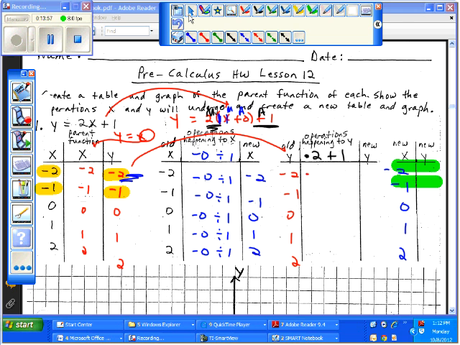So, if I do negative 2 times 2 plus 1, I get negative 4 plus 1, which is negative 3. So that point that started out at negative 2, negative 2 is going to end up at negative 2, negative 3. Next, this y is going to be multiplied by 2 and added 1. Negative 1 times 2 is negative 2, plus 1 is negative 1. So that point ends up at negative 1, negative 1.